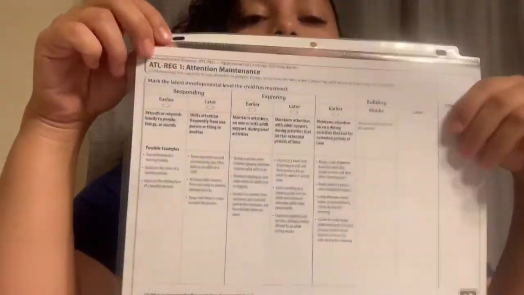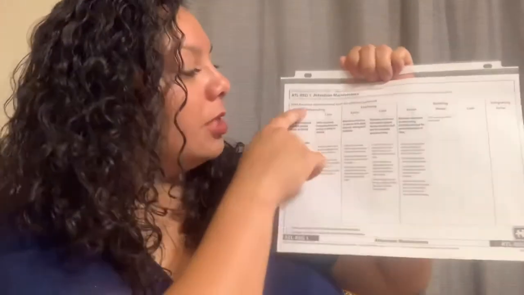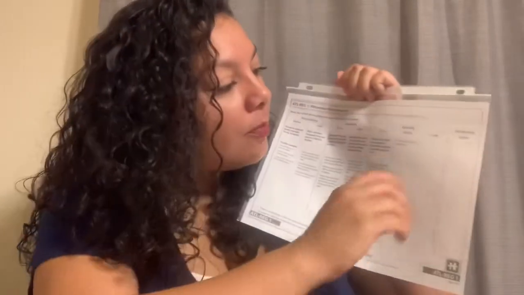So you'll come to a page that looks like this, and all you really have to do is read the description to see if that's where your child is at. You have responding, exploring, building. This is like the beginning, where most likely infants and toddlers will be at. Responding, exploring is like you're in the middle, and building, you're pretty much advanced, ready for kindergarten. And integrating is you're pretty much in kindergarten.